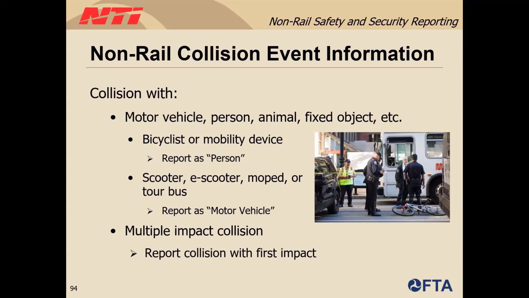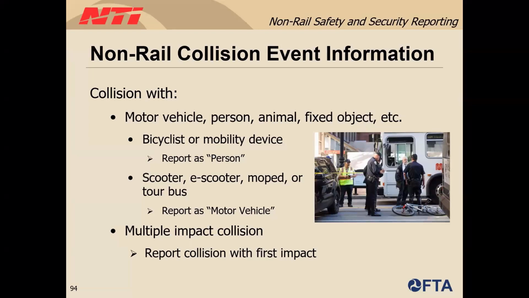For the collision with selection, indicate what the transit vehicle collided with, such as another vehicle, person, animal, fixed object, and so on. A collision with a bicyclist, pedicab, a person in a wheelchair, or on an electric scooter is reported as a collision with a person. Larger scooters like small motorcycles, mopeds, and motorcycles, school buses, or dump trucks are all reported as a collision with a motor vehicle. Use the other selection only when no other selection is appropriate.